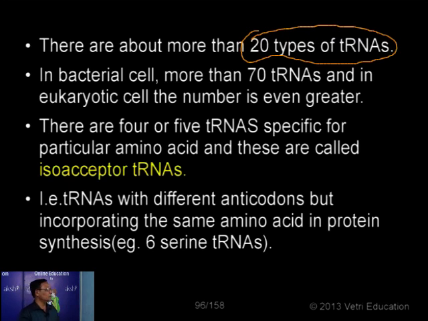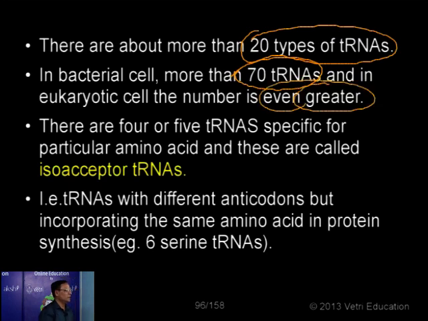If you take a bacterial cell, the minimum number is 20 and the maximum may be 70. There are more than 70 tRNAs in prokaryotic cells, but the number is even greater in eukaryotic cells. At least we need 20 different types of tRNAs for carrying the 20 different types of amino acids, but in a cell we have more than 20. In prokaryotic cells, a minimum of 70 tRNAs are present for carrying 20 different types of amino acids. In eukaryotic cells, we have more than 100 tRNAs for carrying 20 different amino acids.